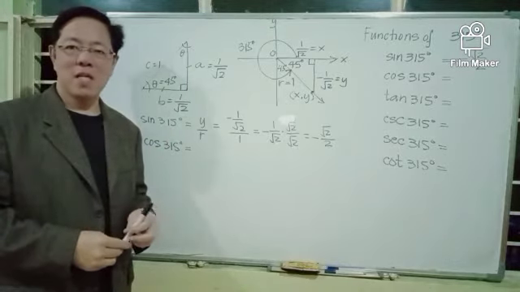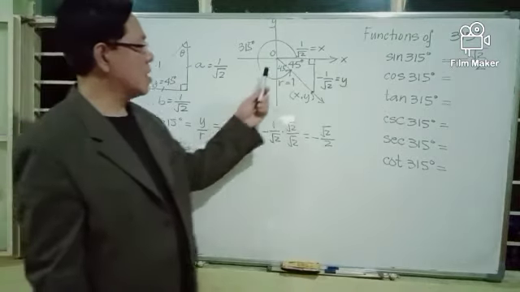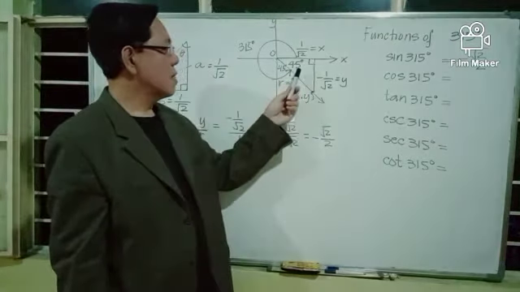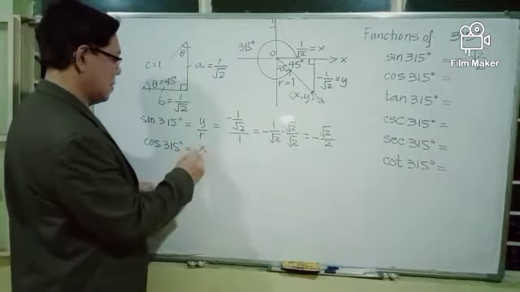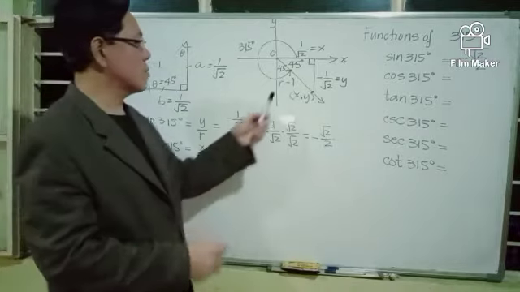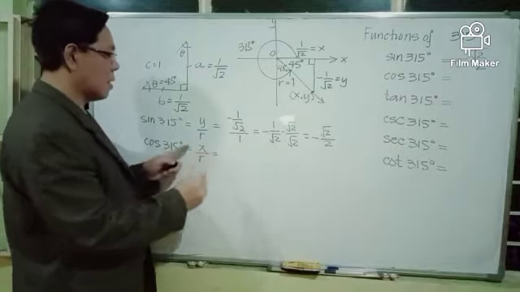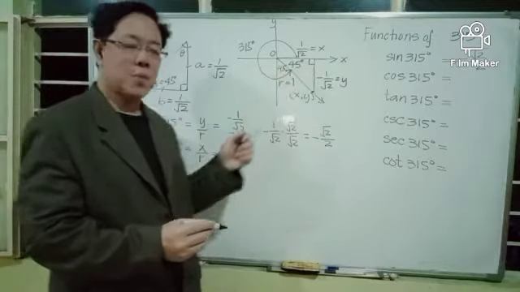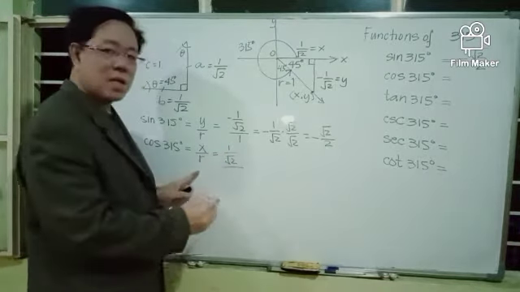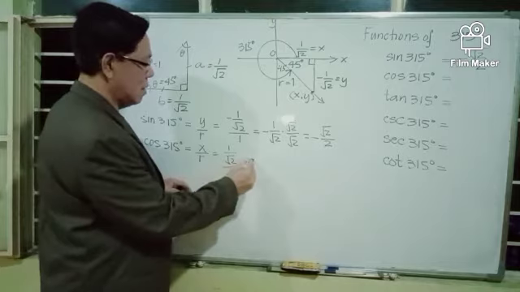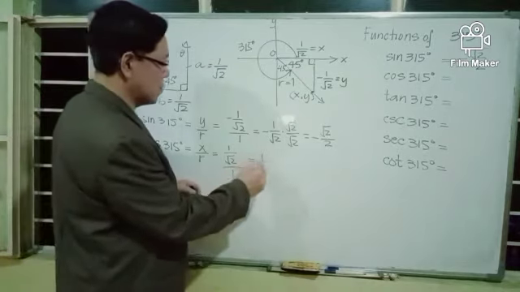By definition of cosine of an angle, its value is equal to the ratio of the side adjacent to 45 degrees. In this diagram, it is x divided by the hypotenuse, the radius vector r. And x is 1 over square root of 2 divided by the radius vector 1. 1 over square root of 2 divided by 1 is 1 over square root of 2.